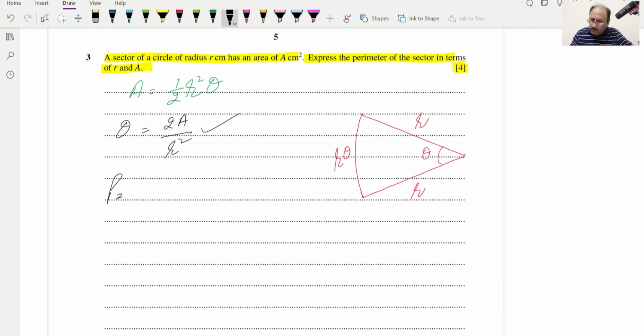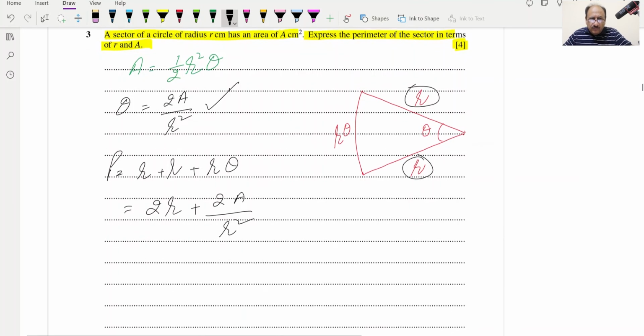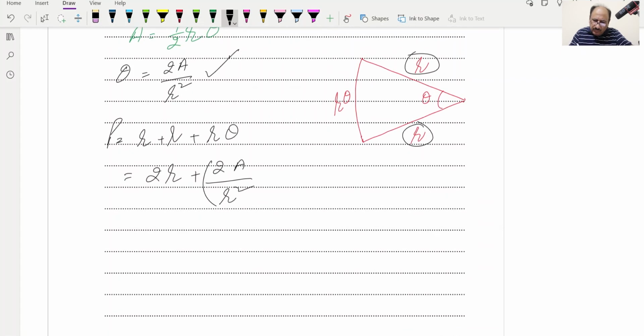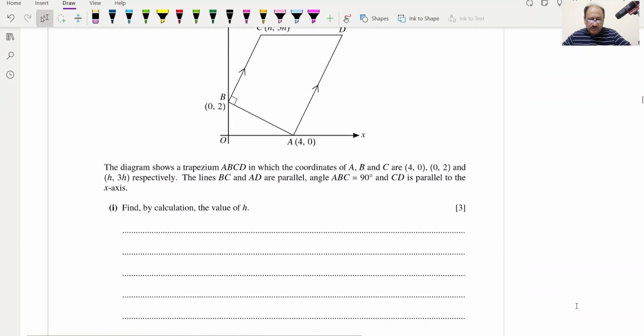So perimeter will be equal to one side plus the other side. So we'll be taking the round trip of the boundary line plus rθ, and this theta value we can replace from here, and this will be equal to 2r + 2a/r². And further what we can do, basically this is the theta value, and this will be multiplied by r, and this r will cancel with the square, and the remaining will be 2r + 2a/r, and this will be the perimeter equation in terms of a and r. This is also done. Now question number 4.